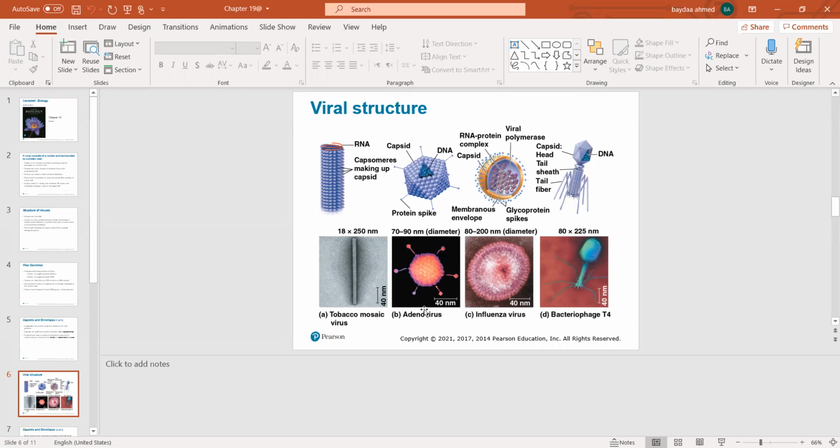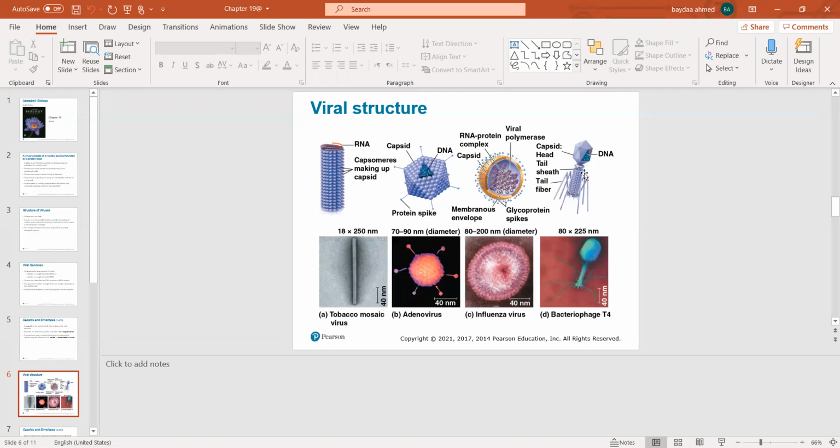In part B, we have an adenovirus. Adenoviruses have an icosahedral capsid that encloses the DNA, with a protein spike at each corner. The capsid is made up of capsomeres and contains double-stranded DNA. And in part C, we have the influenza virus, which has an outer envelope studded with glycoprotein and contains 8 double helical RNA-protein complexes.